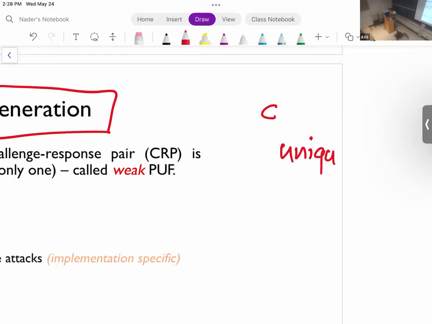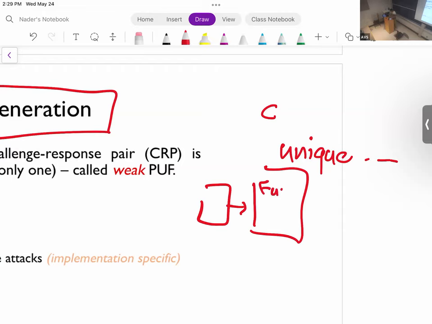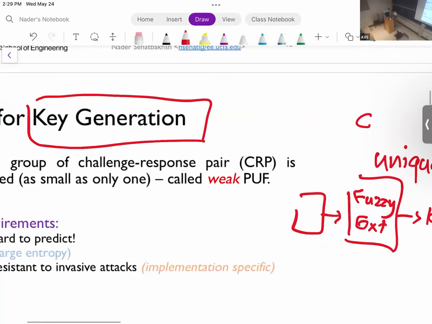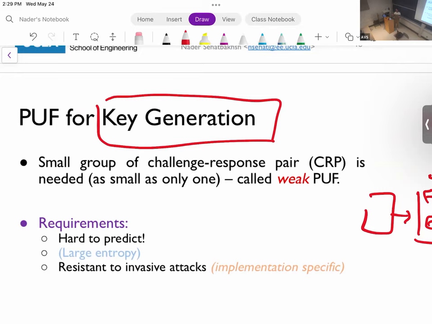There are other things we need to be careful about when using it for a key. So usually the PUF output goes into another unit called a fuzzy extractor that I'm not going to talk about, and this is actually giving us the key. Just remember that there's post-processing after the PUF response in order to get your keys. Don't worry about what they are; if you're interested, go and read about it. But generally, a weak PUF only has 1 bit of challenge, either 0 or 1. It's very hard to predict, easy to design, and usually very robust, because it's only 0 or 1. So it's a very good candidate for key generation.